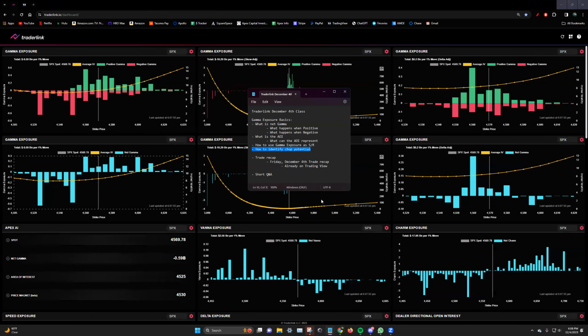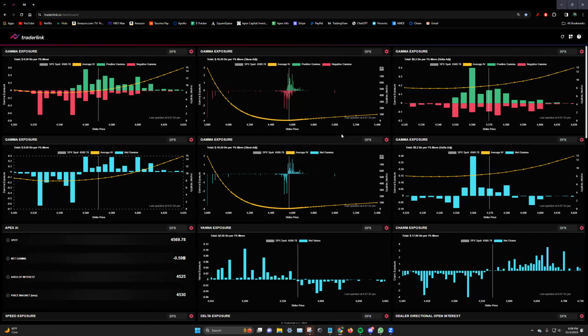But going into, what was the next one? Okay, how to use gamma exposure as support and resistance. Basically, if there is positive or negative exposure above spot price, and spot price is defined by this gray line, which will move with where SPX is, that can be used as your resistance. And if there's positive or negative exposure below spot price, that can be used as your support. That's the easiest way to implement gamma exposure into your day-to-day trading, right?